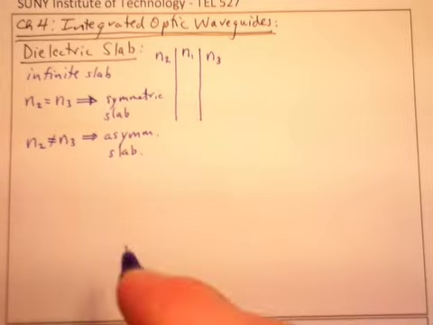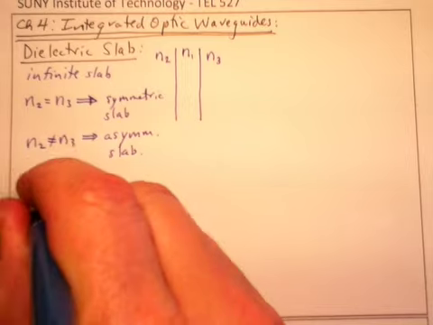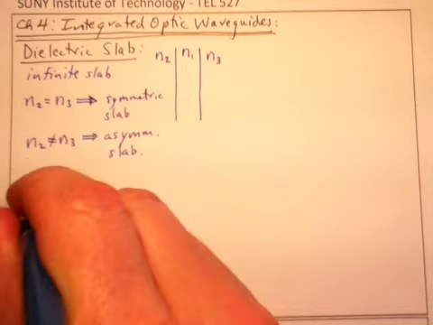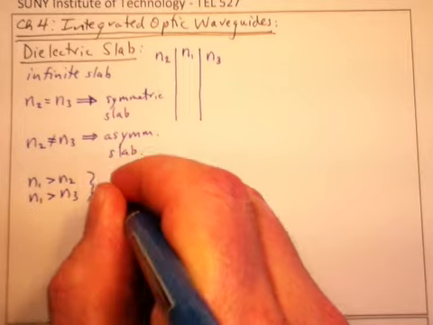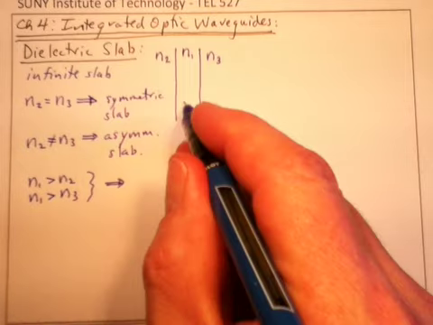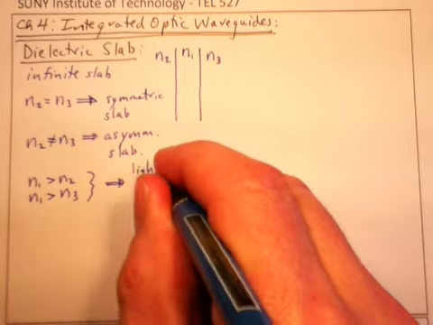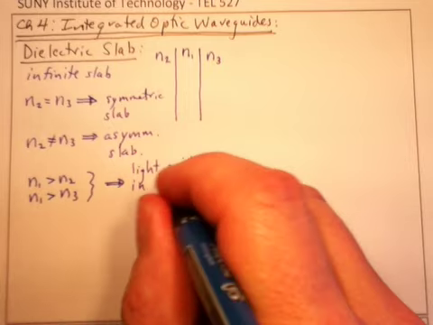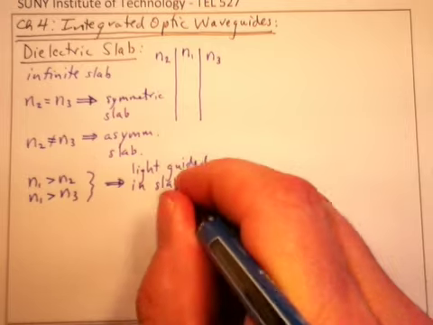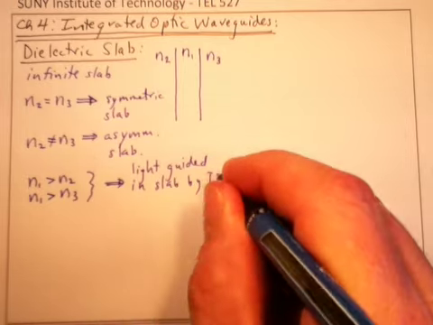Okay. If we have N1 greater than N2 and N1 also greater than N3, then light will be guided inside this slab. In the slab, light is guided by total internal reflection.